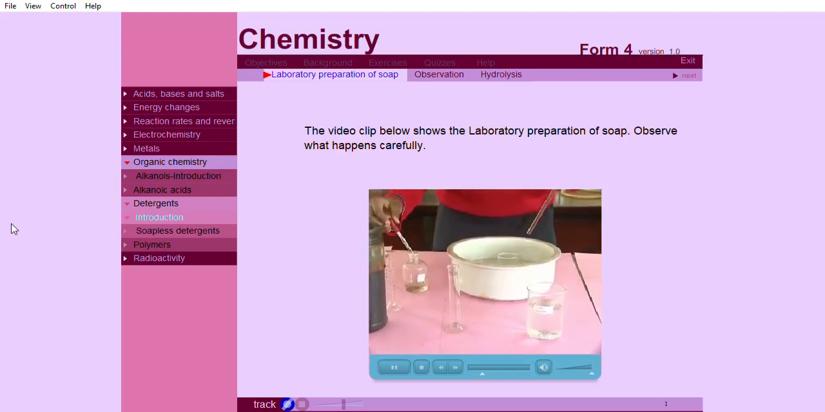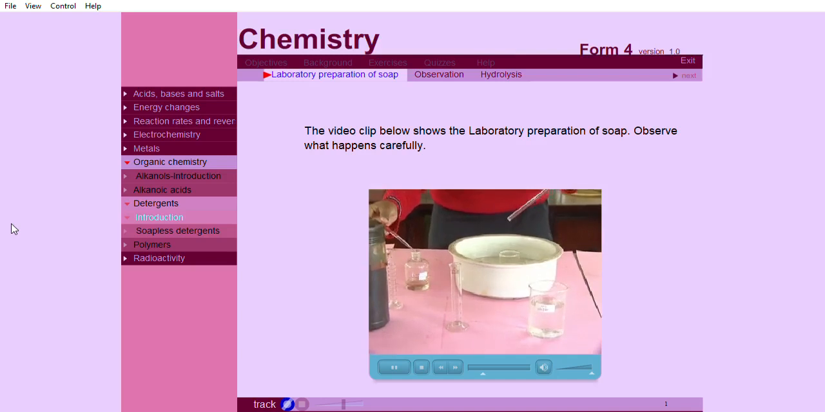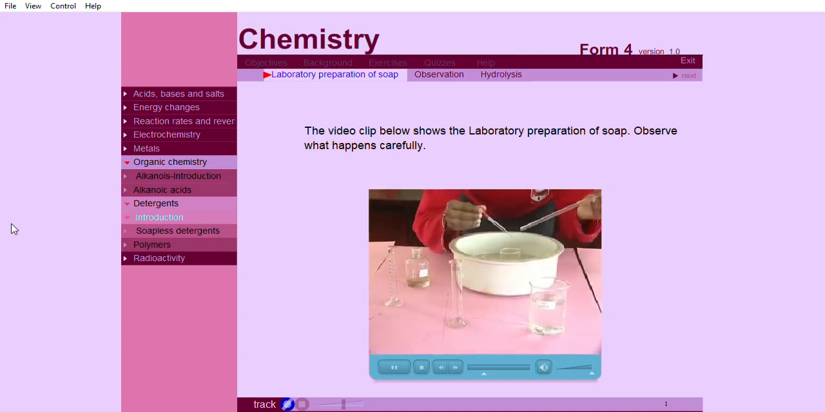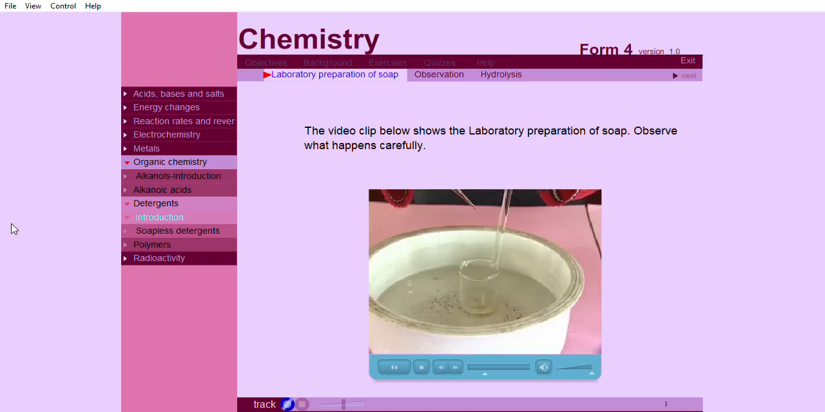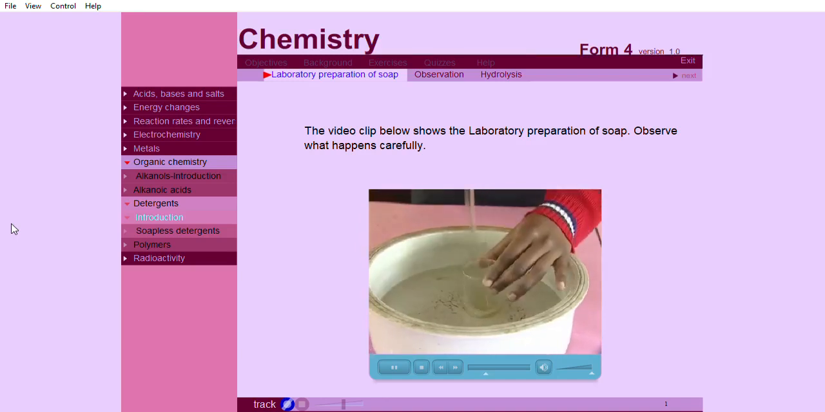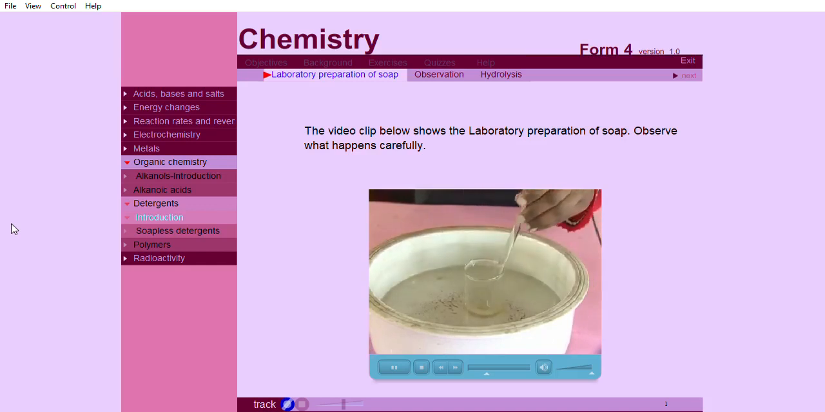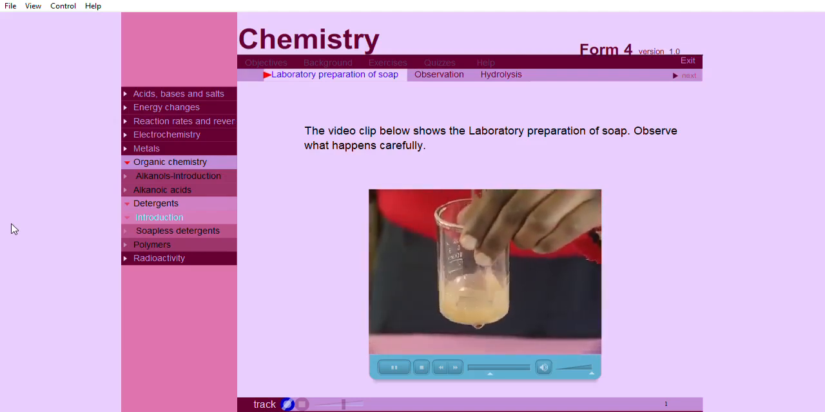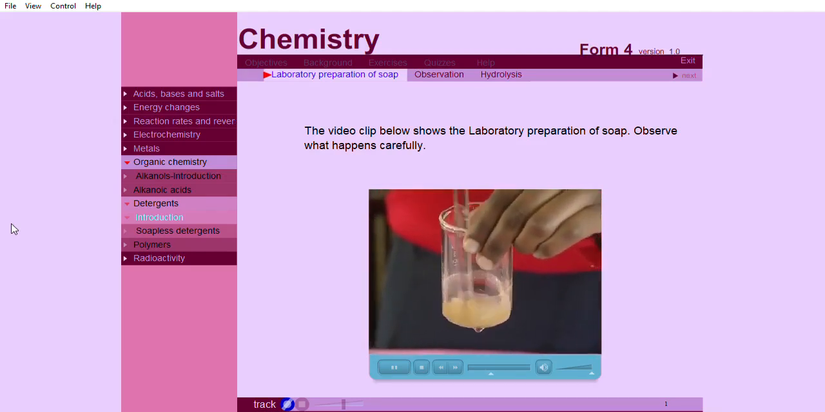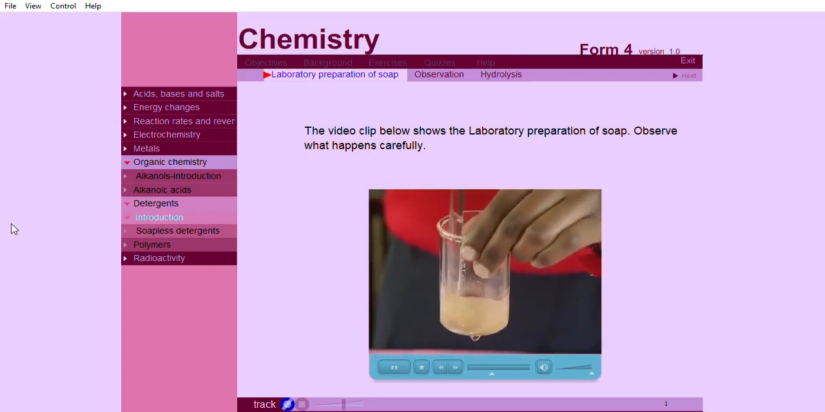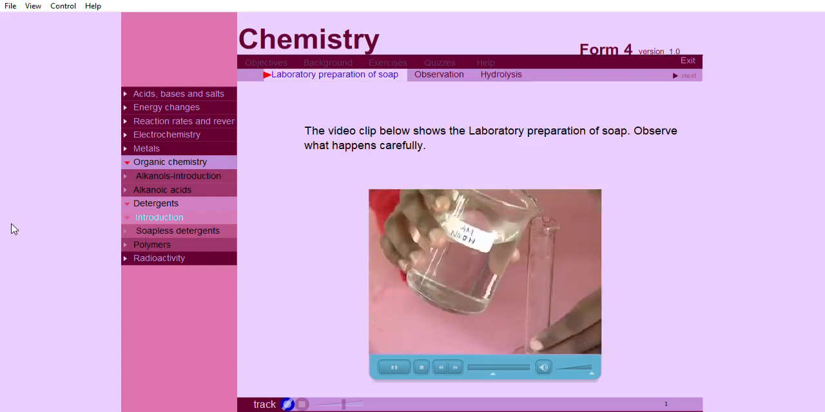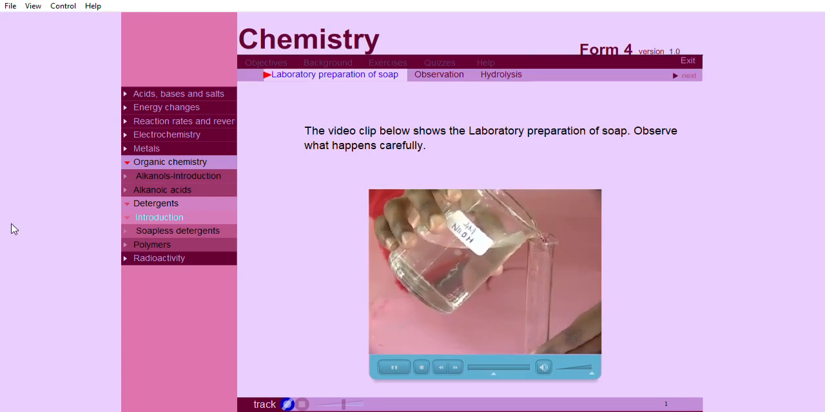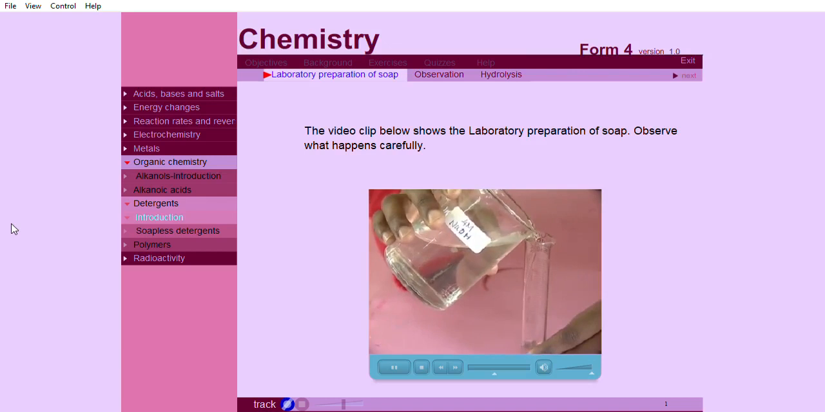While stirring with a glass rod, add concentrated sulfuric acid carefully from a dropping funnel. Stop adding the acid when the yellow oil turns uniformly brown. Add 20 cubic centimeters of 4 molar sodium hydroxide solution to neutralize.